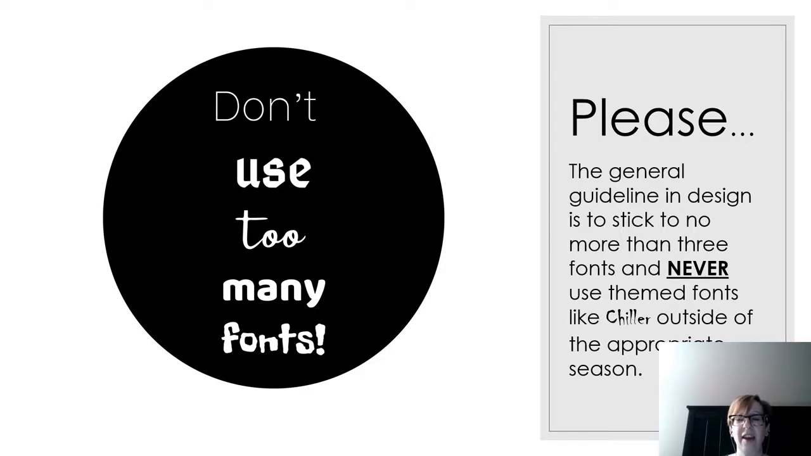Now, the image that you see on the left is a little bit harder for you to process in your brain because it has 5 different fonts in it, and that's going to confuse your brain and make it a little bit harder for the message to get across. So the general guideline in design is use no more than 3 fonts in the visual that you're creating, and if at all possible, try to not use those themed fonts unless they're for a purpose. Chiller is fun to use around Halloween, but outside of Halloween, it doesn't really need to be used.